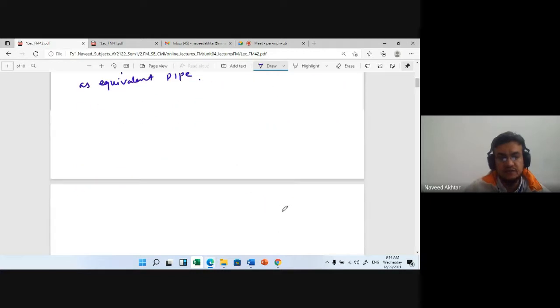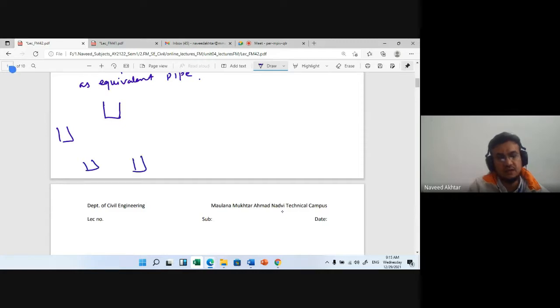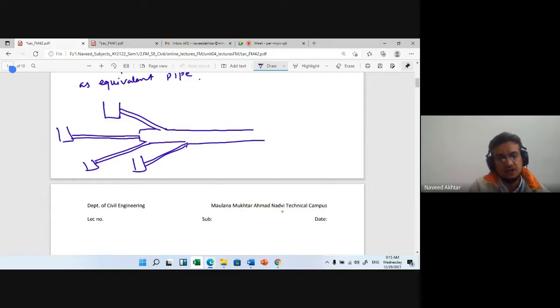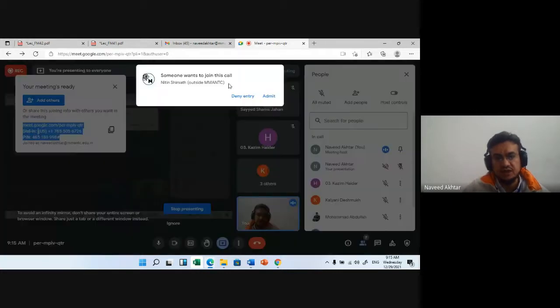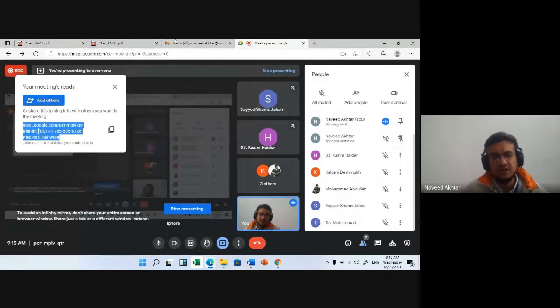In a pipe flow problem, if there are different reservoirs and many pipes having different diameters, and you convert them into a single pipe of uniform diameter, these many pipes having diameters D1, D2, D3, D4 are converted into a single uniform diameter D. That is the concept of the equivalent pipe system.